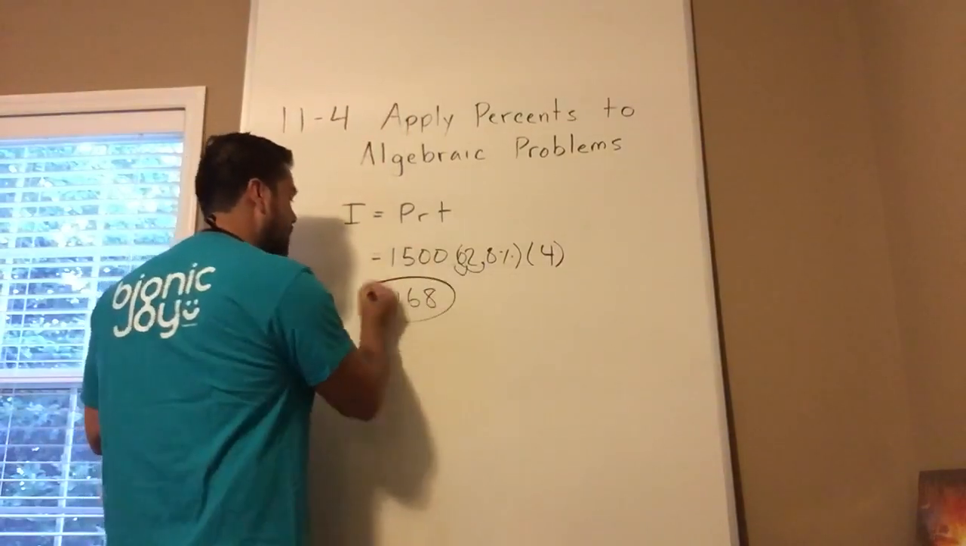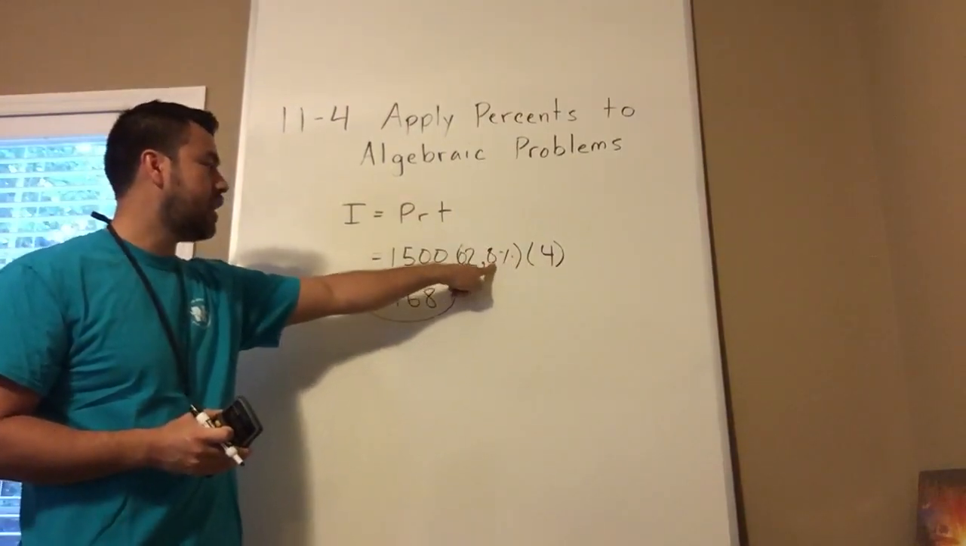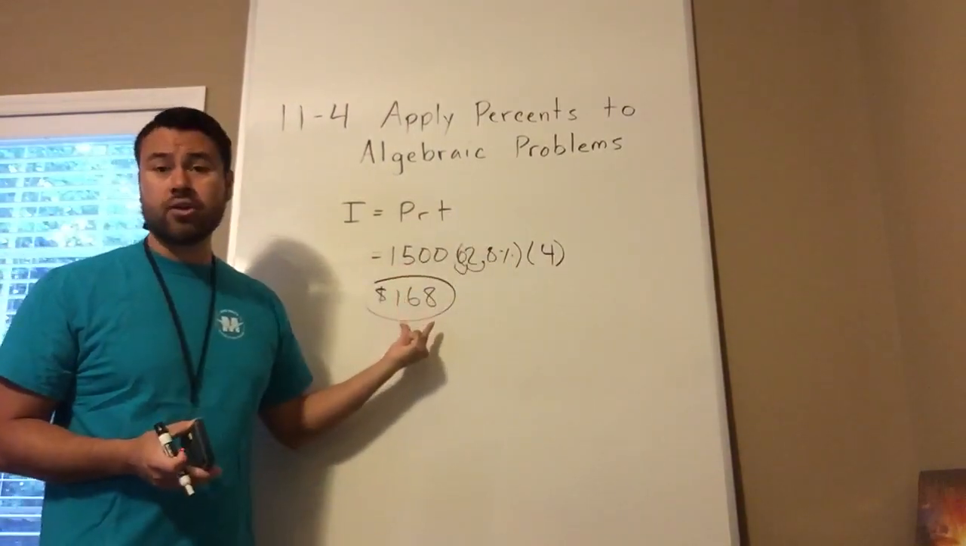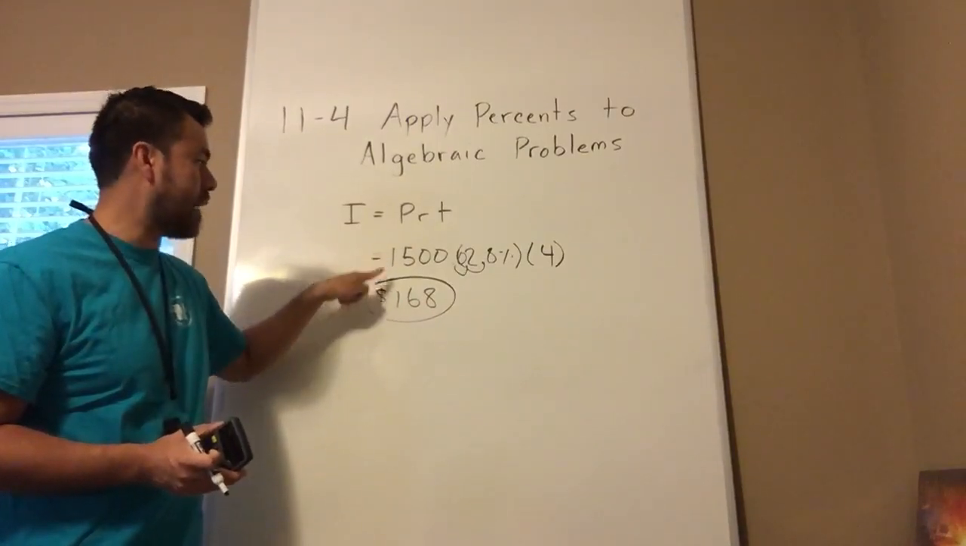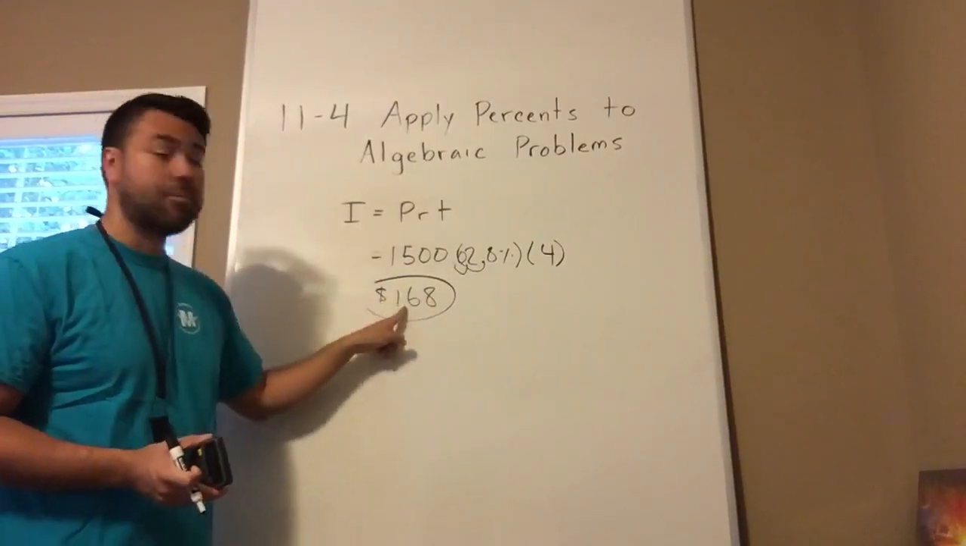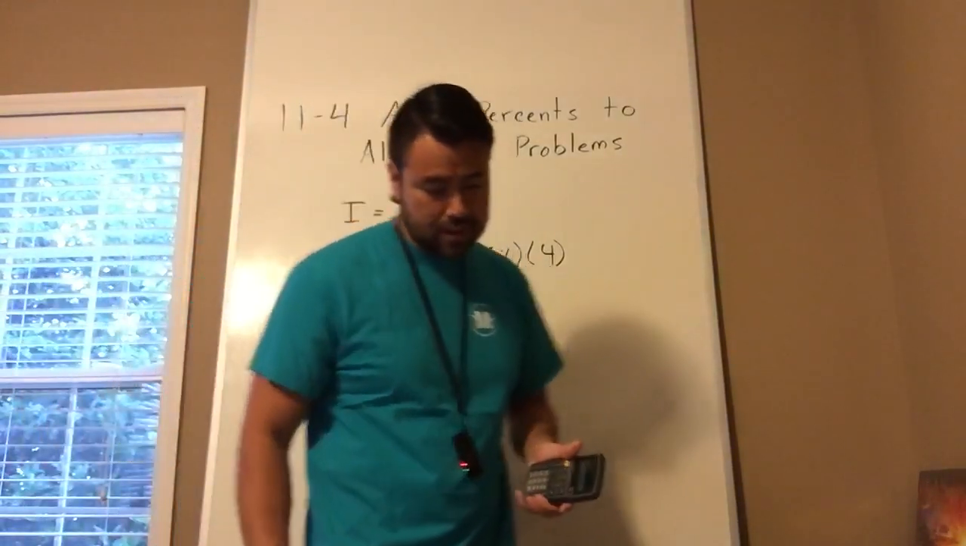Now you're like, what does that mean? In 4 years, at this percent interest, you made an extra $168. So you not only get the $1,500 back if you wanted to take all your money out, but you also get $168 for letting someone borrow that. Okay?